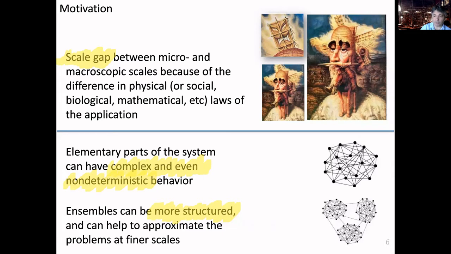So we don't know exactly what laws describe their interactions, for example. So let's look at this social network, right? And if we try to describe the relationship between actors in this social network, it could be a really difficult question. Now, the ensembles of them or the clusters of them can be much more structured, and they can help us to approximate the problem at the finer scale if we know how to solve the problem at the coarse scale.